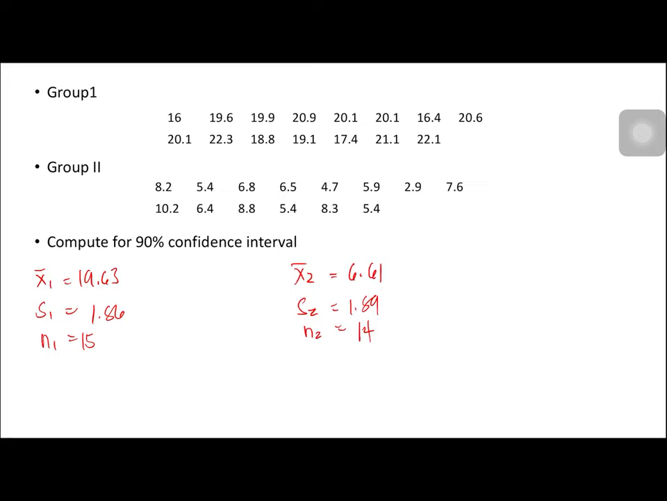Okay, so let us compute for our S. Our S is equal to the square root of, we have our n1 is 15 minus 1 times our s1, which is 1.86 squared, plus n2 is 14 minus 1 times our s2 squared, which is 1.89 squared, divided by n1 is 15 plus n2 is 14 minus 2. By the way, in looking for the tabular value, we will be using degrees of freedom n1 plus n2 minus 2 since we have two groups. Okay, so for our S, let us compute for that.